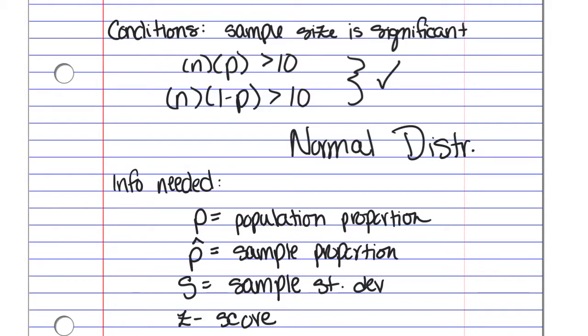So we run our conditions by saying the number in my sample times my population proportion should give me an expected outcome of at least more than 10. And vice versa, if I took my sample size times the proportion that doesn't fit into the population proportion, I want that expected outcome to also be greater than 10. And that lets us know, okay, we can run a normal distribution here. I have enough data to run a normal distribution.